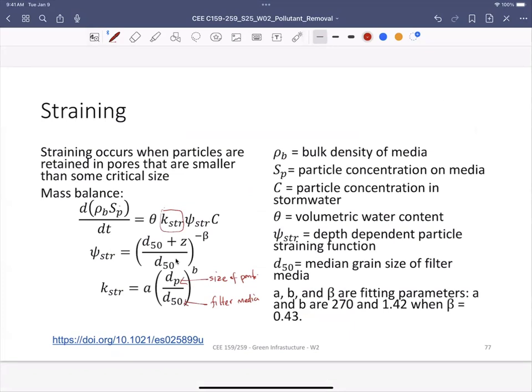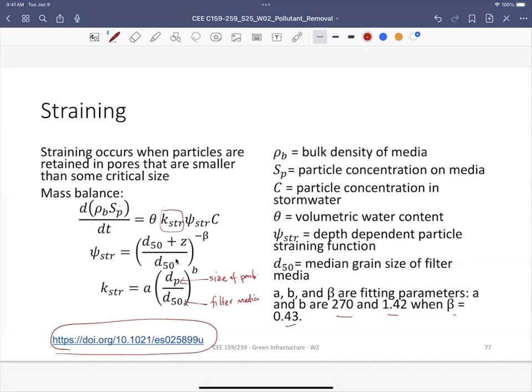There are certain constants given, and if you put in this constant, you'll be able to predict how quickly particles are removed. This is the journal article you can refer to when you have to calculate removal by straining. This is pretty relevant for large sediment particles, which are rarely moved far from the sites.